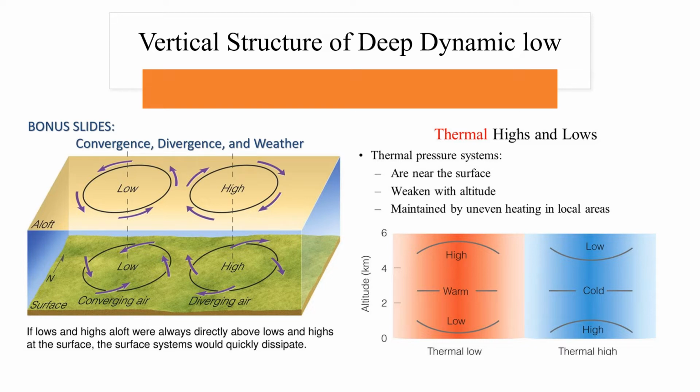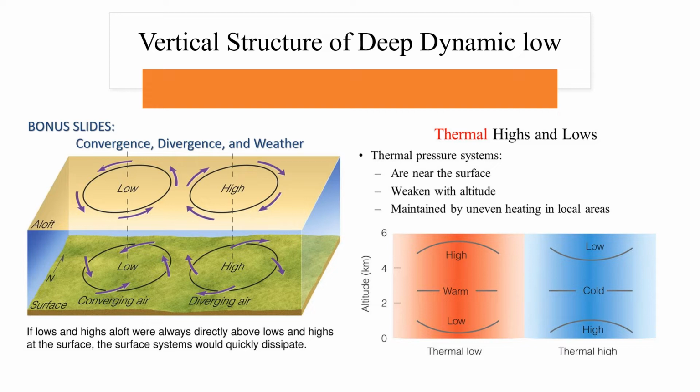On the other hand, if we think in a different way, developing surface mid-latitude cyclones are deep dynamic lows that are usually stronger with height. So they actually appear on an upper level chart as either a closed low or a trough. We know that a trough is a low pressure system.